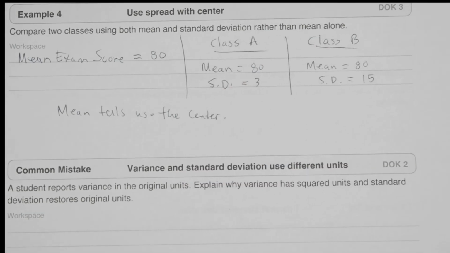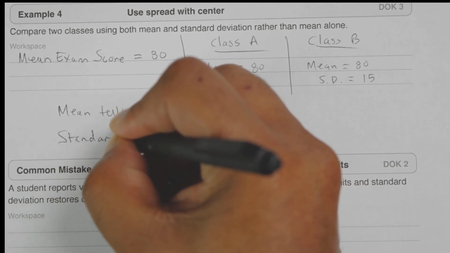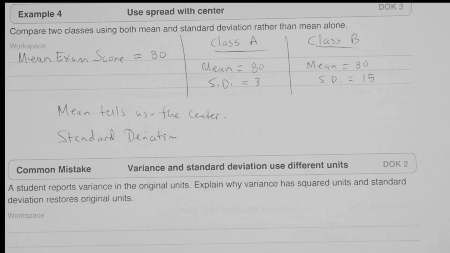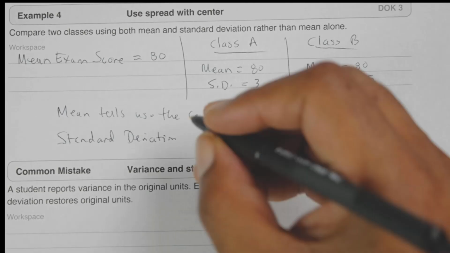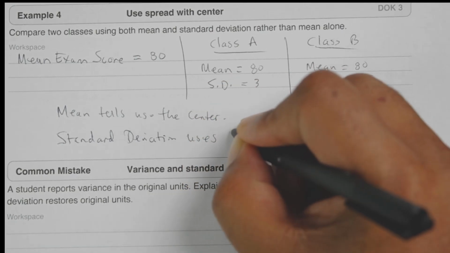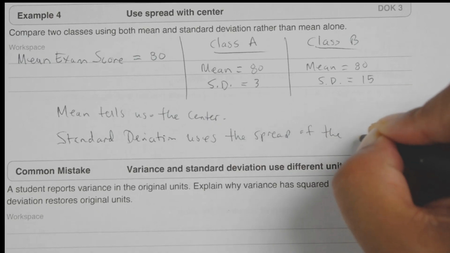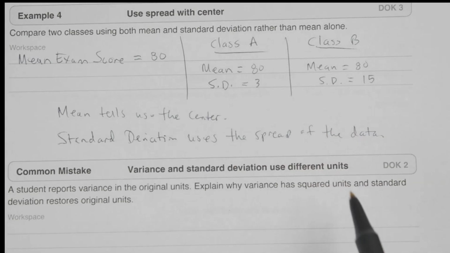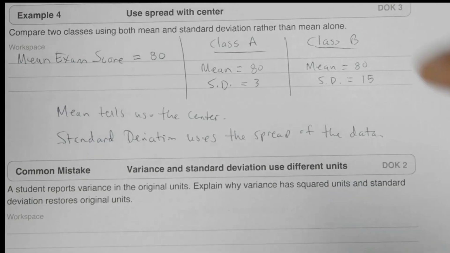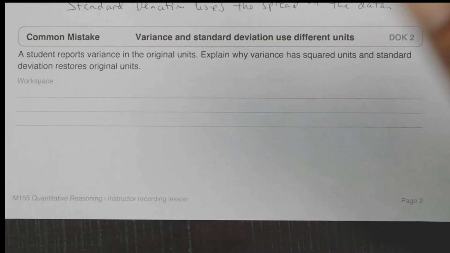Okay. So the mean tells us the center, while the standard deviation tells us how spread out. Okay. Whereas this is going to have a more spread out data set than this right here. So that's why we should always use both rather than just using the mean. Okay. The final one is common mistake.